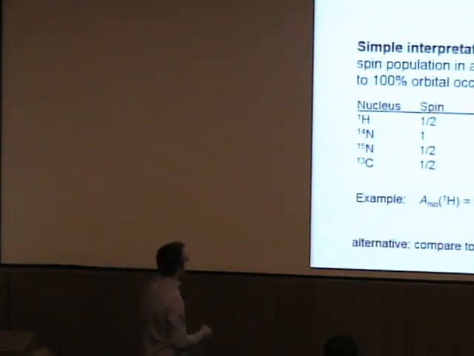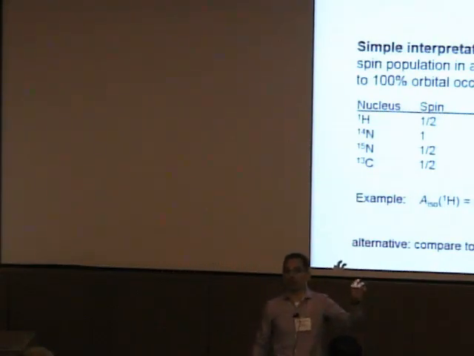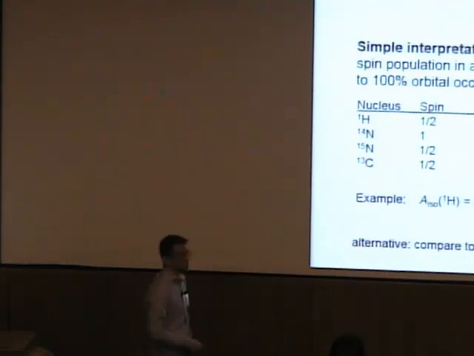So here's a very simple interpretation. Look at the first line in this table here. Take a proton with a spin 1/2. If it were just a proton with a 1s orbital with an unpaired electron in it, just a hydrogen atom, simplest possible thing, you would measure a Fermi contact hyperfine coupling of 1,420 megahertz. Okay, so that's our reference. That means like 100% of the unpaired electron is in that 1s orbital.